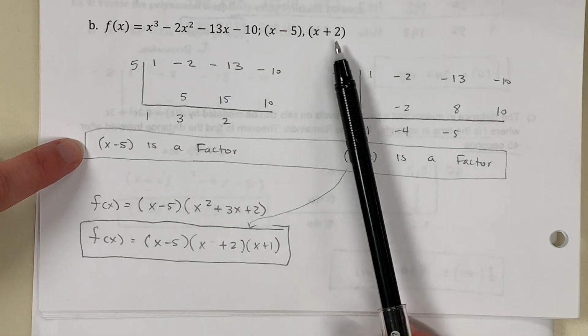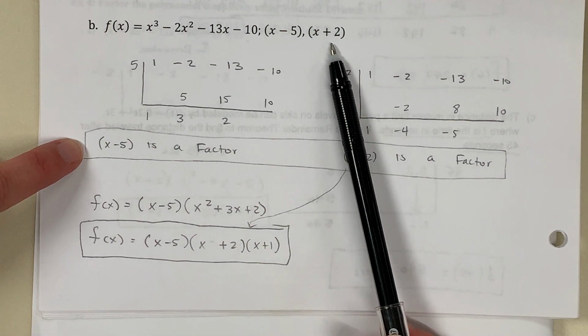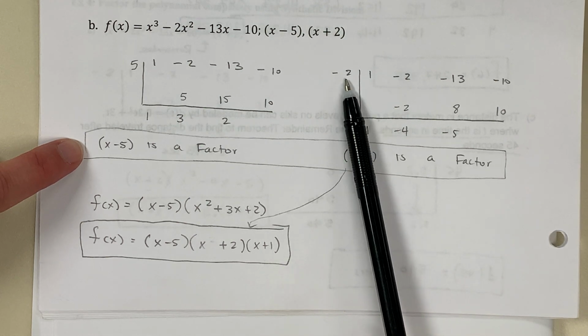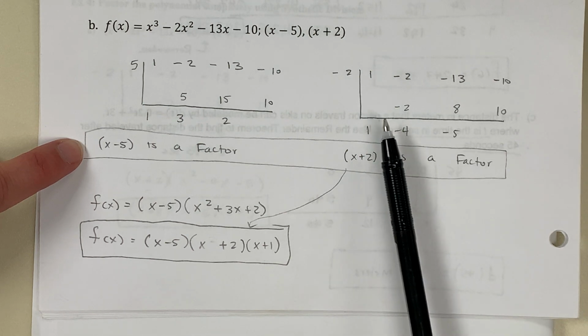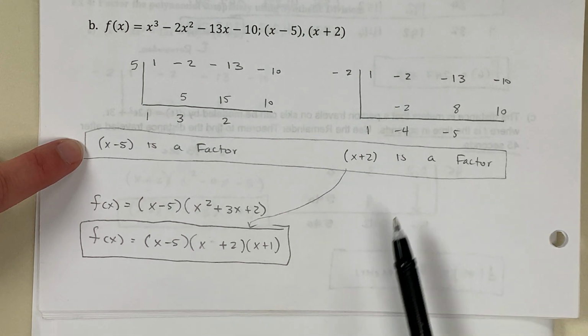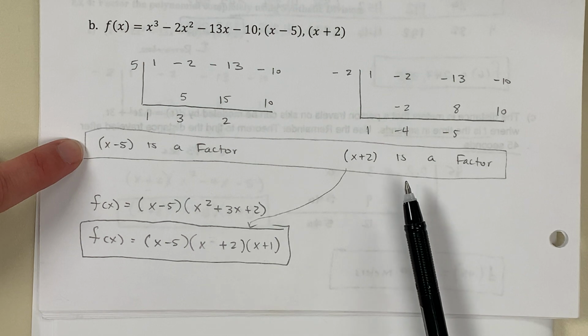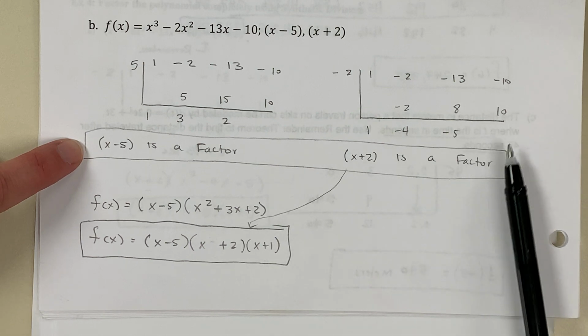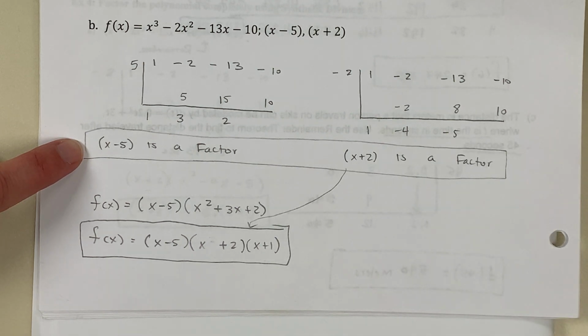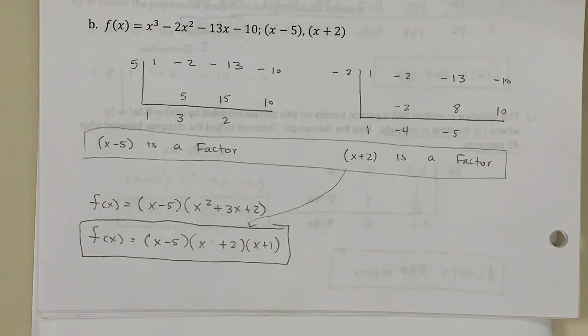Then I took x plus 2. I set it equal to 0, solved for x. X equaled negative 2. That's the number I use outside of synthetic division. Coefficients are the same, 1, negative 2, negative 13, negative 10. And when I use synthetic division, I also have a remainder of 0. So x plus 2 is also a factor.